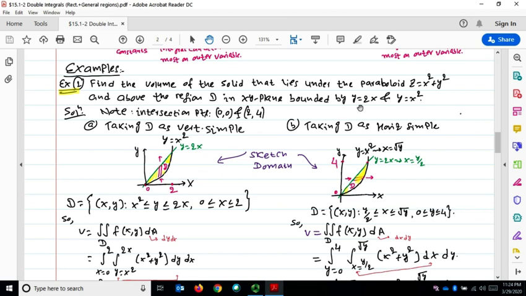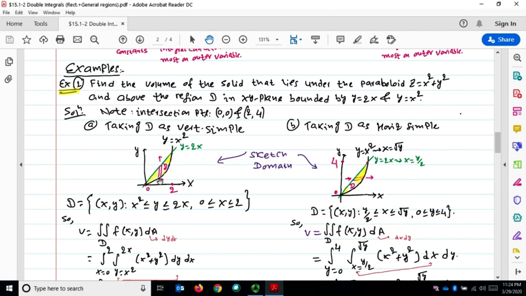So in case A, let's describe the domain as vertically simple. Here our given curves are y equals 2x, which is this diagonal line, and y equals x squared, which is this parabola. They intersect at 0, 0 and 2, 4. So let's describe this domain as vertically simple. Draw a vertical slice and look for the y bounds.